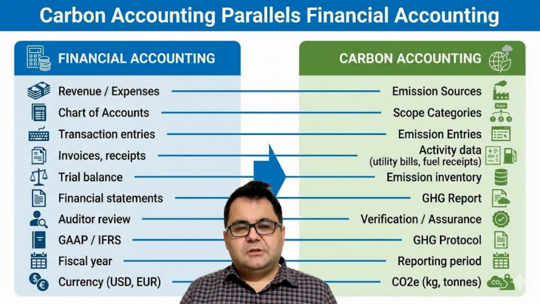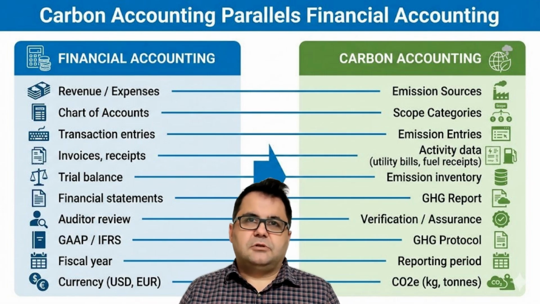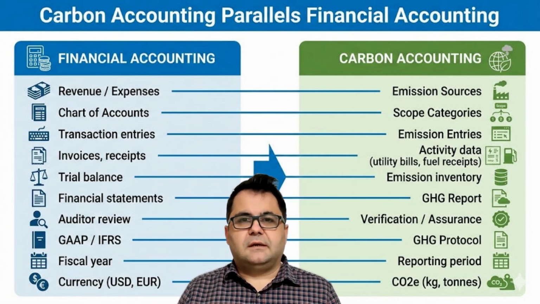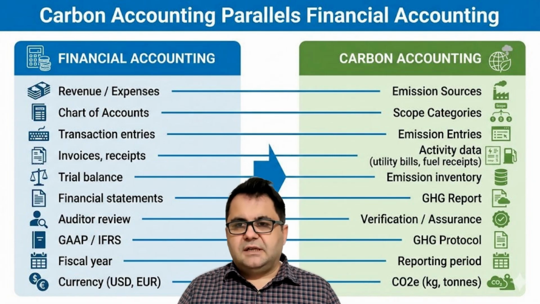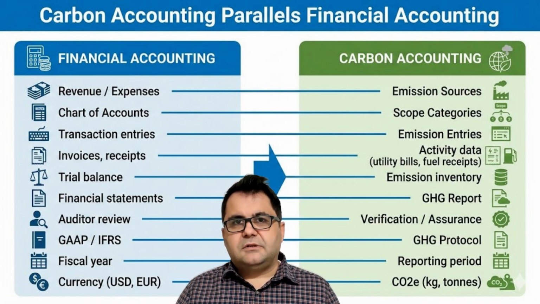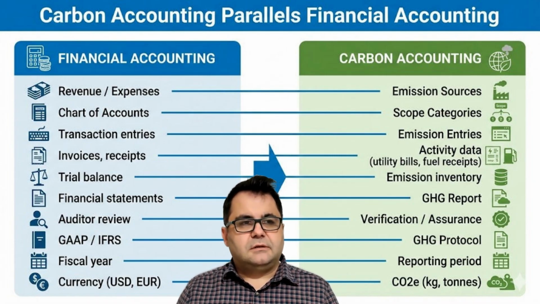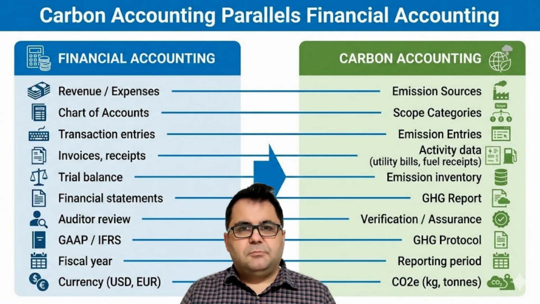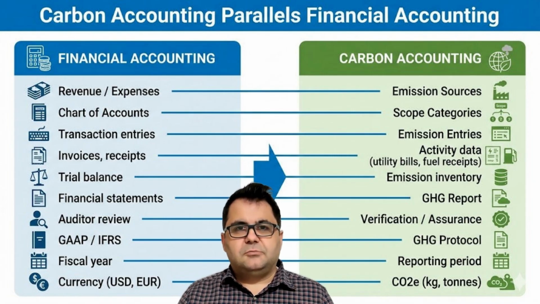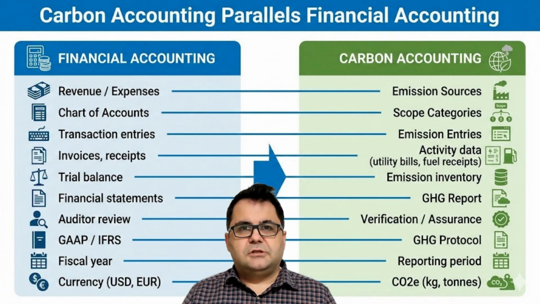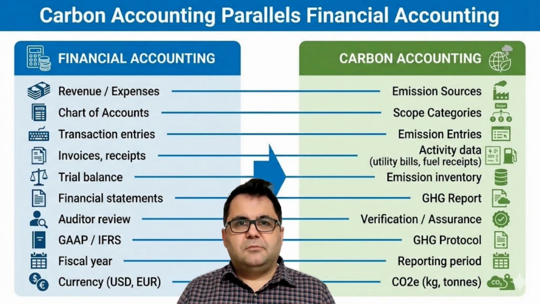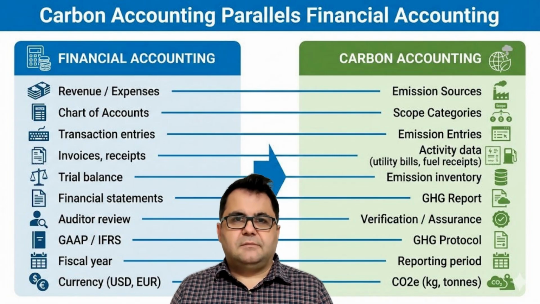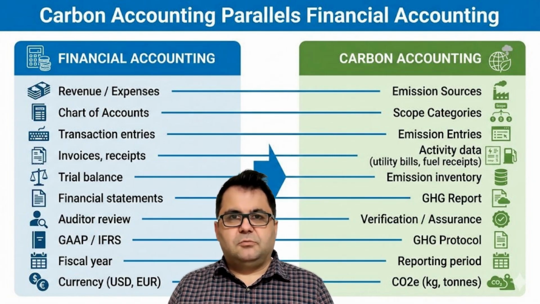Here's a useful analogy. Carbon accounting mirrors financial accounting in many ways. Instead of tracking money, you're tracking carbon. Your chart of accounts is replaced by scope categories. Transaction entries become emission entries. Invoices become utility bills and fuel receipts. The trial balance becomes your emission inventory. Financial statements become GHG reports.